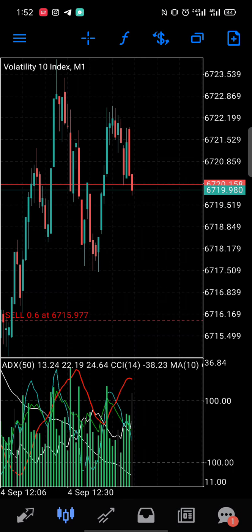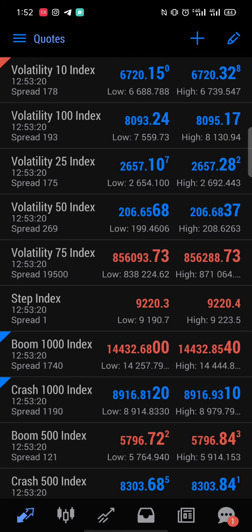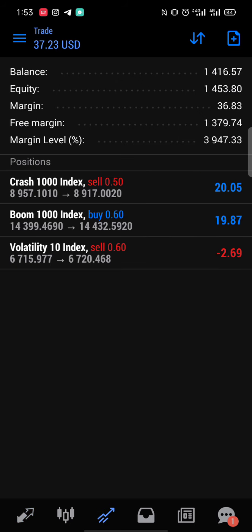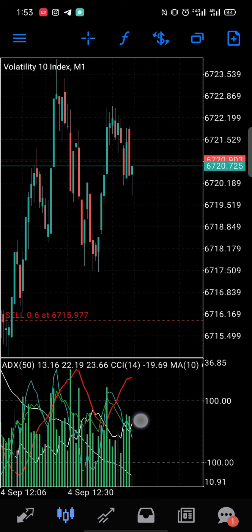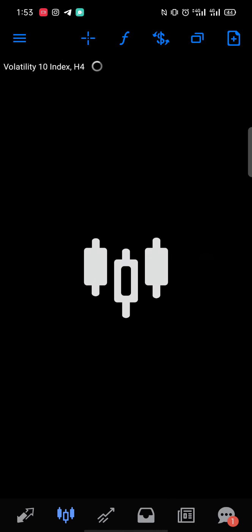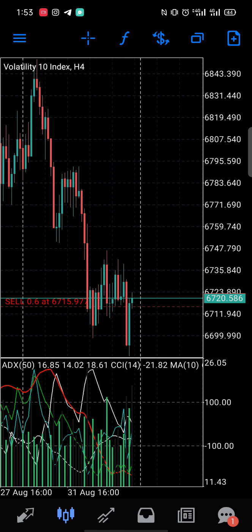Guys, currently I'm going to show you our crash and boom strategy, so you see it working perfectly. You can see on my screen, guys, I'm trading crash and boom, and volatility 10 index. So, pullback. Yeah, I'm on a loss currently, but it's going to come back.